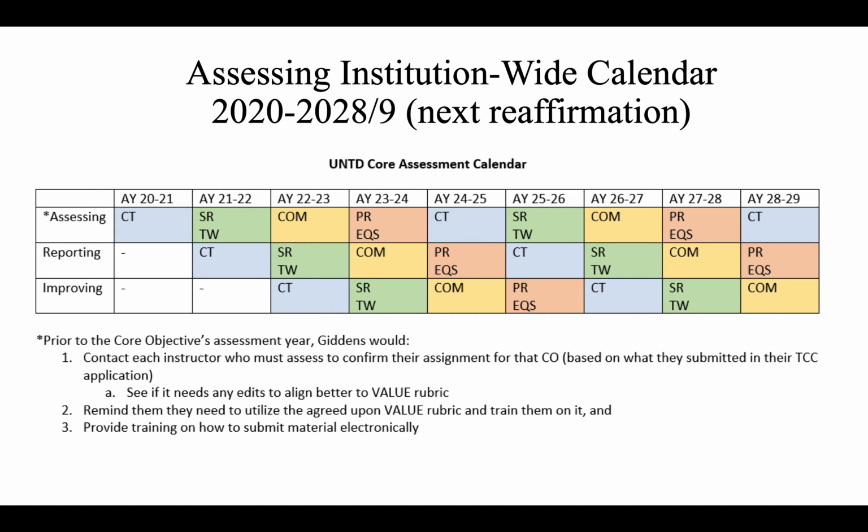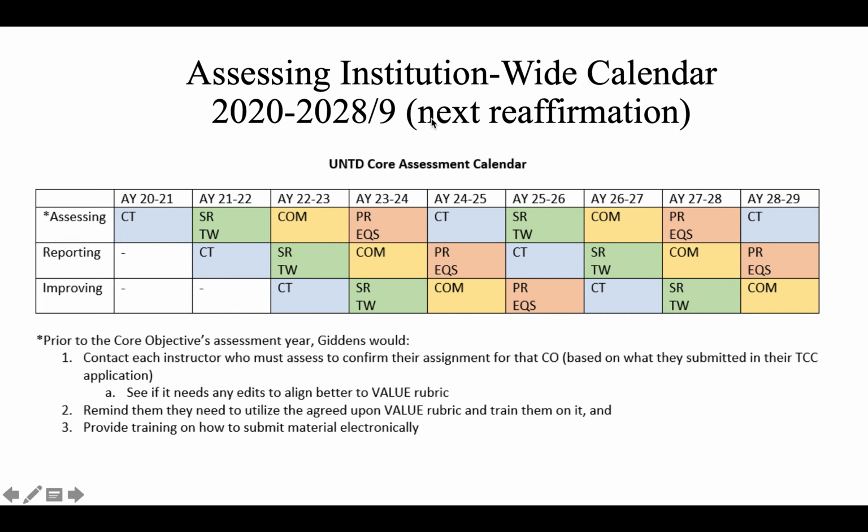You might remember from earlier in this presentation, one of the recommendations or requirements of the coordinating board was to have a calendar to ensure that the core objectives are being reviewed on a cyclical basis. But also, it doesn't need to be overwhelming. So we don't have to review all the core objectives in one year. We can divide it out. So this is a recommended assessment calendar.